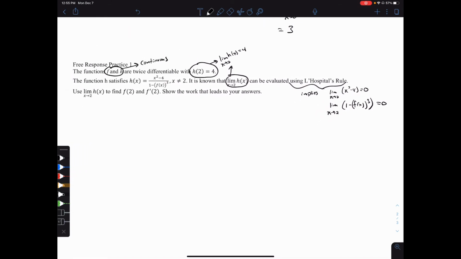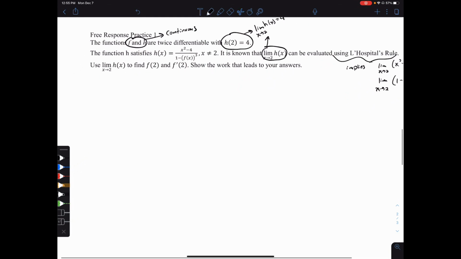Use the limit as x approaches 2 of h of x to find f of 2 and f prime of 2. Show your work that leads to your answer. Well, I'm going to first focus on this right here. I'm going to use this to figure out what f of 2 is.